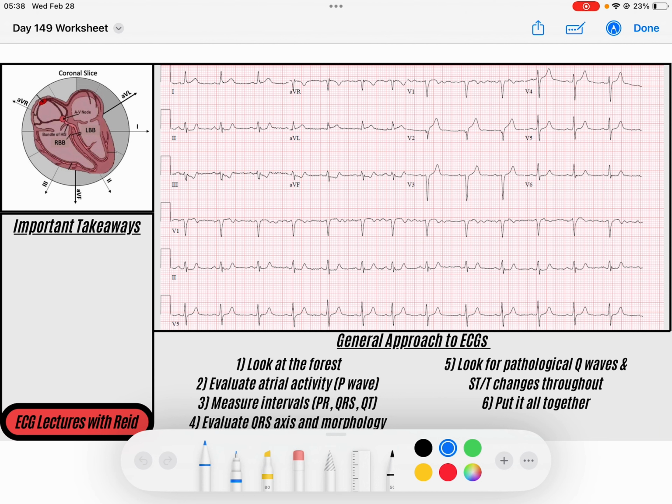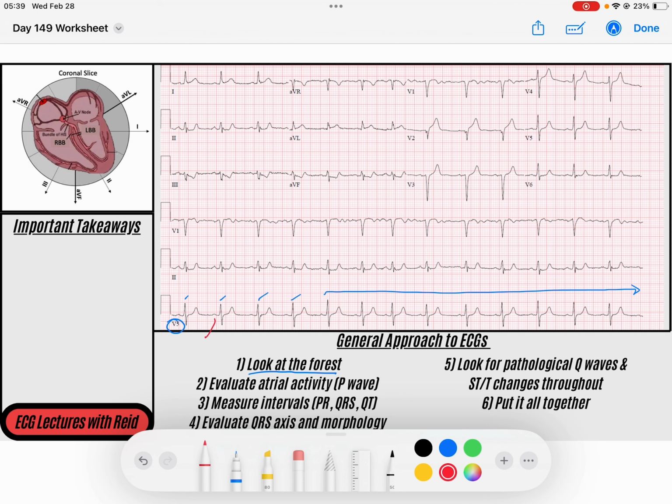So the first thing I like to do with all rhythms is look at the forest. I pick a rhythm strip here and figure out what I think is going on right out of the gate. I see a narrow complex rhythm that seems to be pretty irregular. There are some small variations in the rate that are likely due to a sinus arrhythmia, but it seems pretty regular and it's narrow complex, which makes me think that it's coming from somewhere within the AV node or higher, right? Because narrow means it's taking that nice His-Purkinje system.